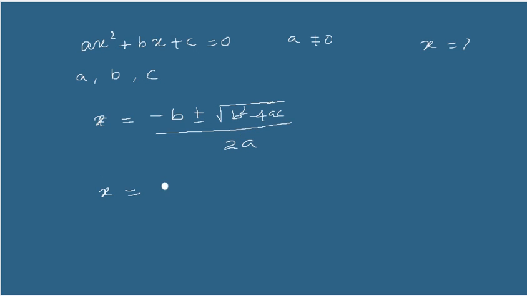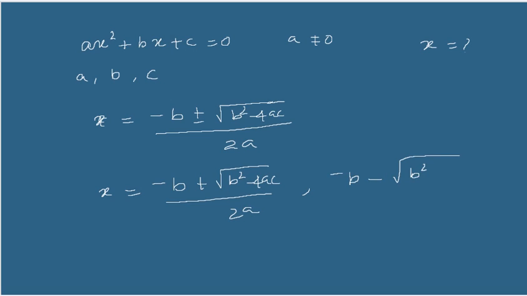So x is equal to minus b, and here you can see plus or minus. That means either plus or minus. Let us consider plus first. So minus b plus root of b square minus 4ac divided by 2a, or minus b minus root of b square minus 4ac divided by 2a. Here I took plus and here minus. So these are the two roots for this particular equation.